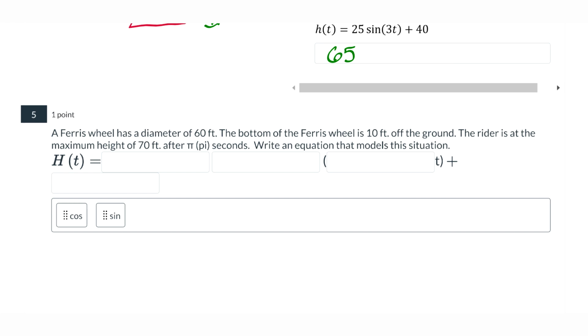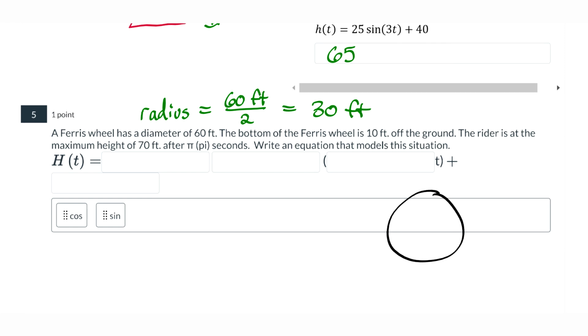It says a Ferris wheel has a diameter of 60 feet. Well, right away, just as a quick note, radius is always half of diameter. So this would be 60 feet over 2, which is 30 feet. The bottom of the Ferris wheel is 10 feet off the ground. The rider is at the maximum height of 70 feet after pi seconds. Write an equation that models this situation. Okay, so it says the maximum height is 70, so from here to the ground is 70. It said the bottom of the Ferris wheel to the ground is 10. And the diameter is 60, so half and half, 30, 30.